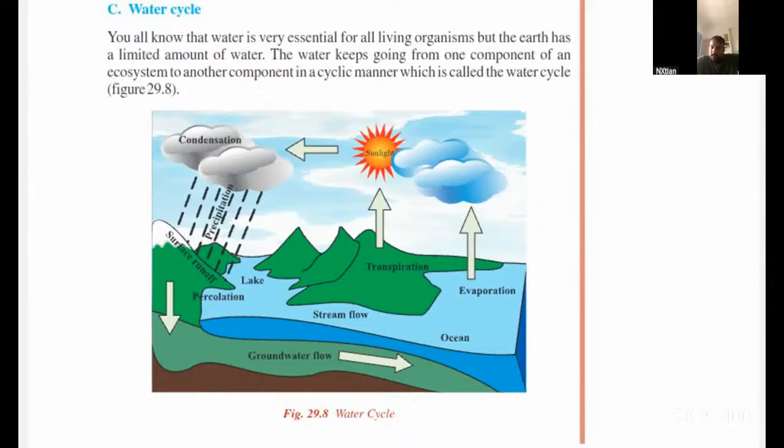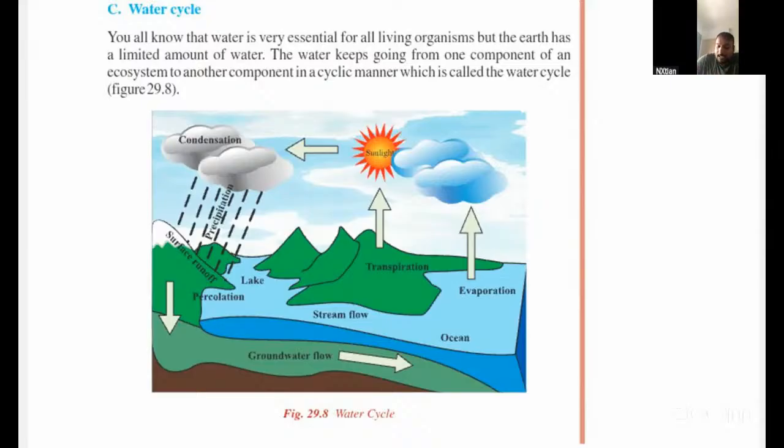Did you understand? No? Can you repeat that all again? Evaporation, water to water vapor. Condensation, water vapor to cloud because of cooling. And precipitation is because of excess water in the cloud, there is rain. That is called precipitation.